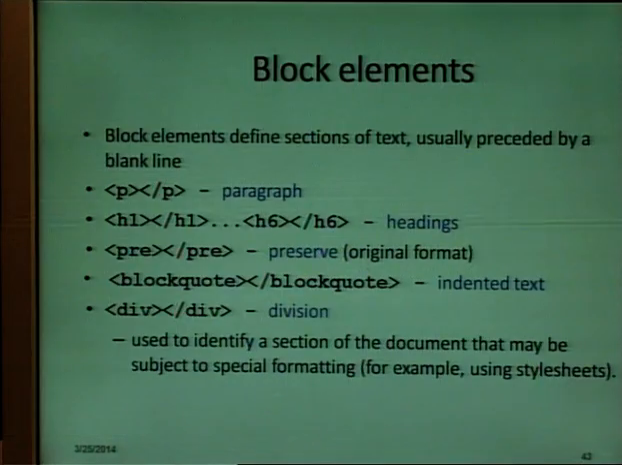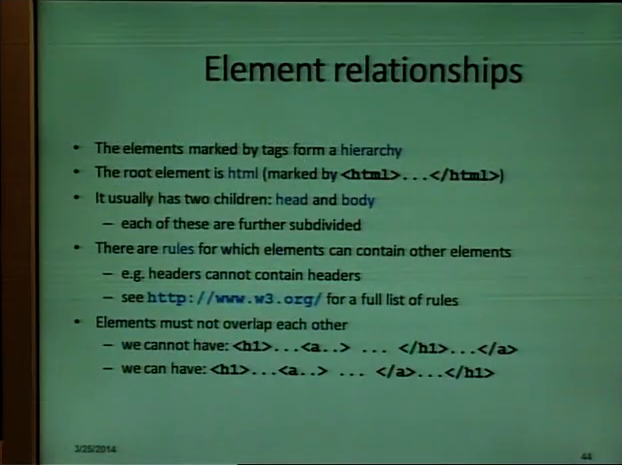Each heading type contains a different size of font. Then the next is pre. It stands for preformatted, that means the original format of your text will be preserved. Then the next is blockquote. It contains indented text. Then the next is div, division. It is used to identify a section of the document that may be subject to special formatting, for example using a style sheet. So these are all our block elements. Then the next is element relationships. What is the type of relationship between different types of elements? The elements marked by tags form a hierarchy.